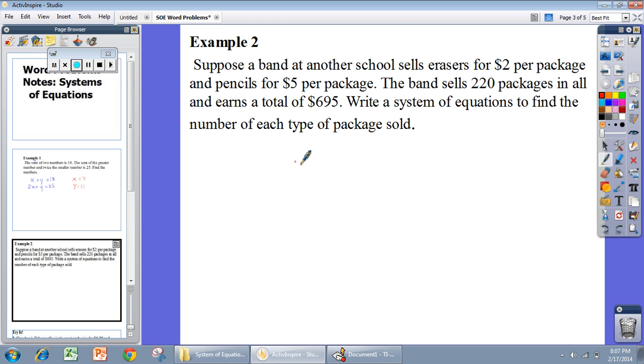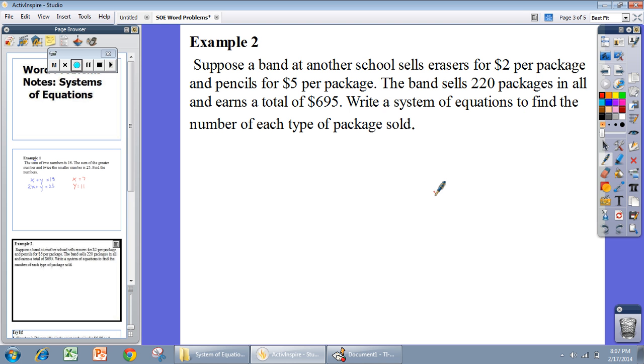They sold a total of 220 packages, and they earned $695. The erasers were $2 and the pencils were $5. And so we have to write a system of equations to figure out how much of each they sold.